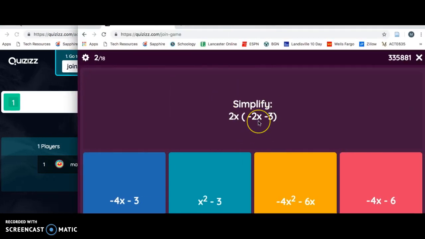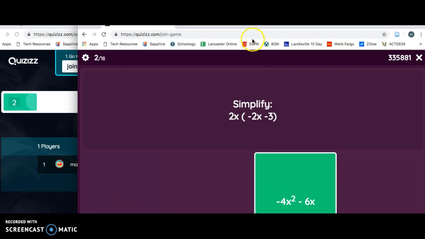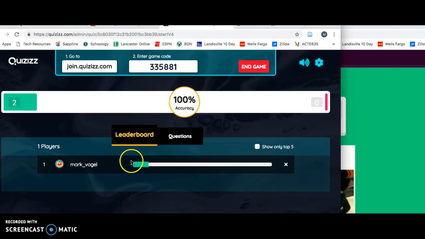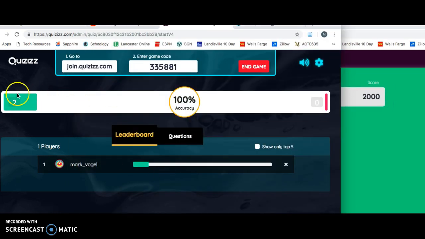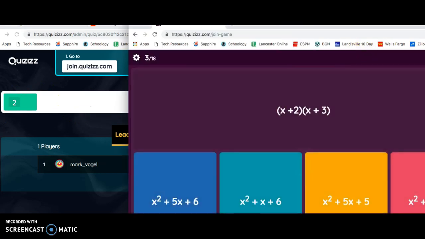Next question, they'd write that down. Negative 4x squared minus 6x. Click the orange one. So then as a class, you can see, and now we're up to 2 correct. And it adds these up, and the students can see what place they're in.